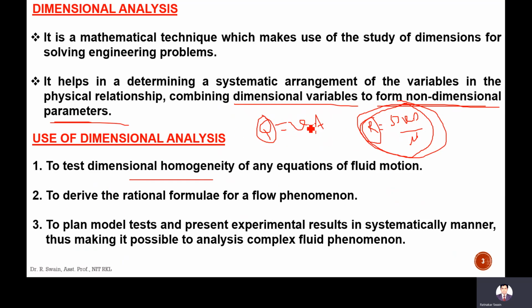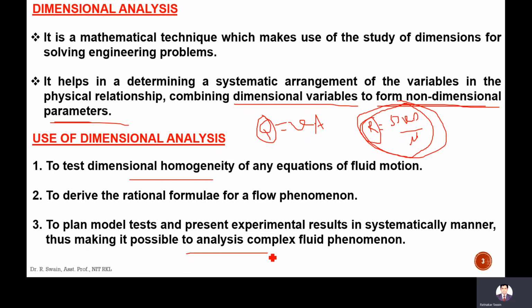If we know the variables on which this discharge depends, that is velocity and cross-sectional area, we can do it. If we don't know the variables on which it depends, then we cannot do this dimensional analysis, and we cannot develop this relationship. So first we should know the variables, then we can develop the relationship. It is also used to plan model tests and present experimental results. Any experimental results we can present in a systematic manner, by expressing them in a relationship form.